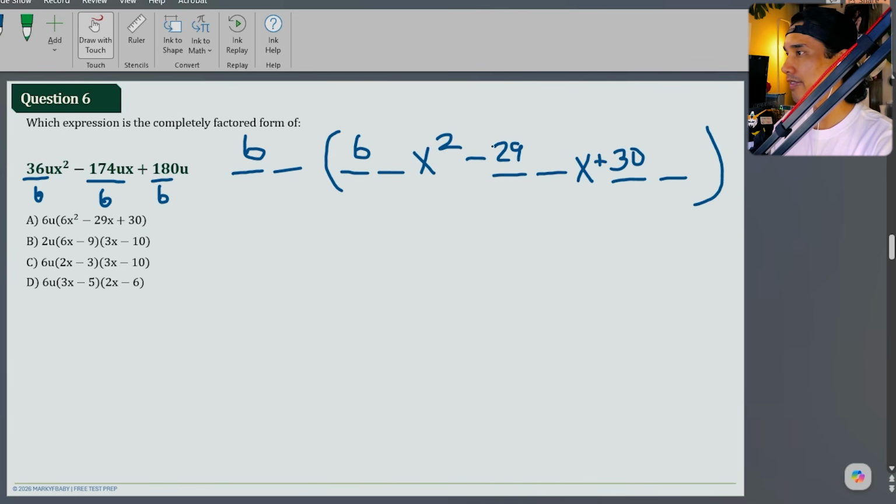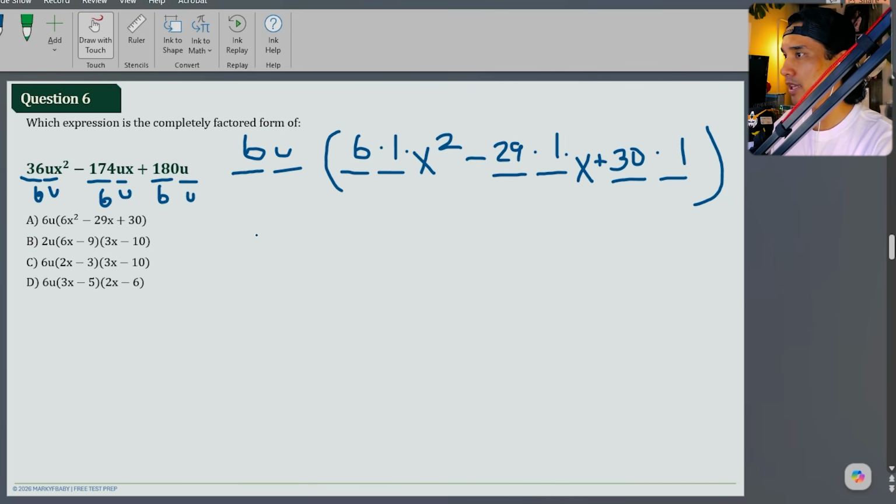Okay. And then now with the u's. Well, the greatest common factor for the u's is just u itself, right? I could take out a u. There we go. I could take out a u. And then a u divided by a u is just 1, right? So then I have a 1. I'll put a 1 here and put a 1 over here. So all I did here, right, this is 6 times 1 times x squared, negative 29 times 1 times x, and this is 30 times 1.